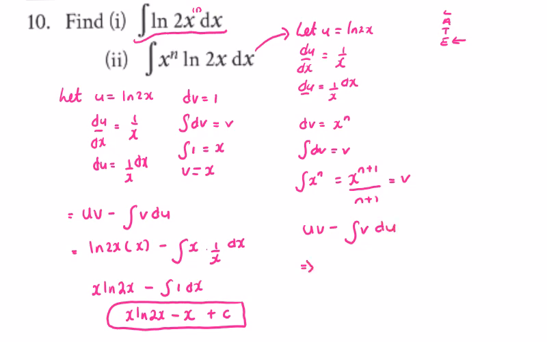So my solution, uv minus the integral of v du, becomes, what did we say u was? ln 2x times v, which is, I'll give it a bracket, x to the power of n plus 1 over n plus 1, minus the integral of v, which is x to the power of n plus 1 over n plus 1, times du, which we now have to be 1 over x dx.